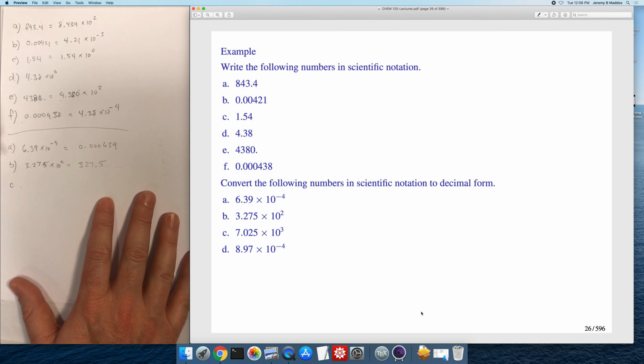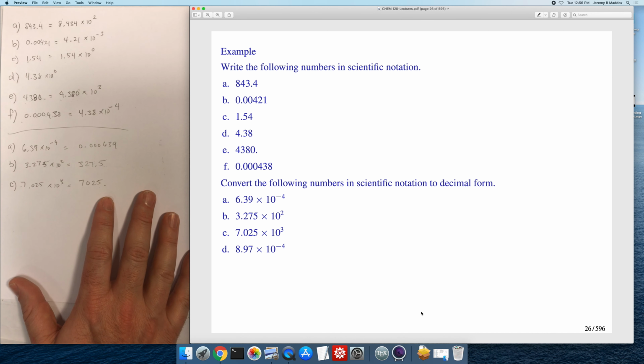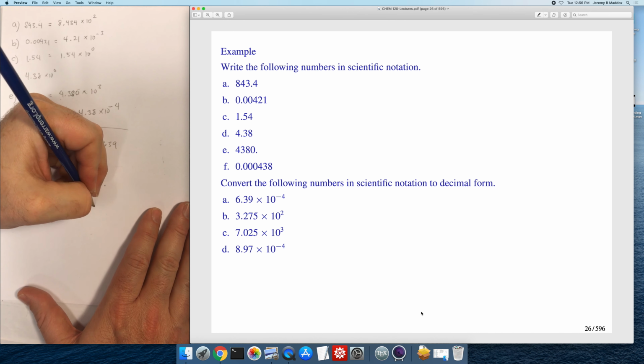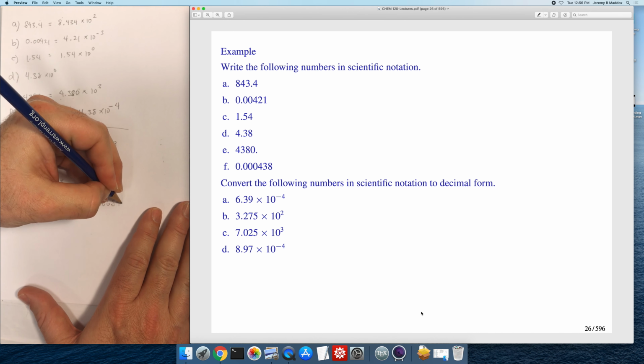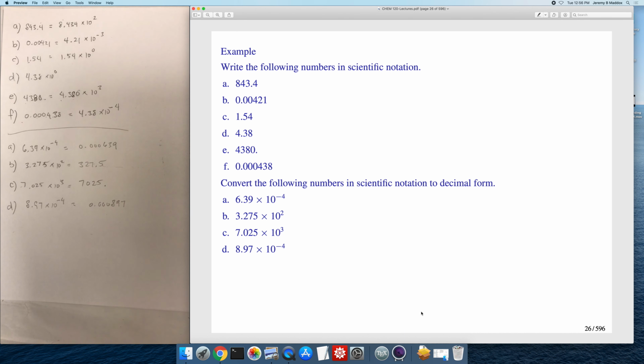For part C, we have a positive power, so we need to make the number larger, like that. And for part D, we have a negative power, and so that's going to make the number smaller, just like that. Okay, so that's converting scientific notation back to decimal.